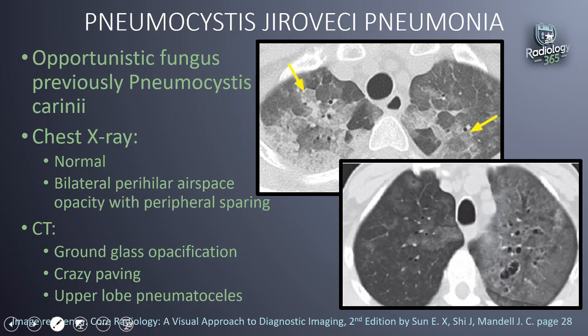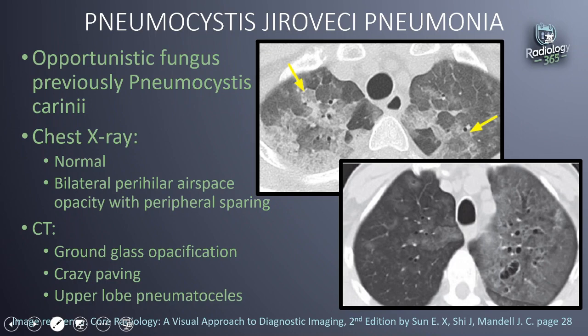And you remember from our previous lesson that crazy paving is a combination of ground glass and thickening of the interlobular septa. A normal CT tells us that the patient does not have pneumocystis jirovecii, but a normal X-ray does not mean the same thing, since pneumocystis pneumonia can hide in a normal chest radiograph.